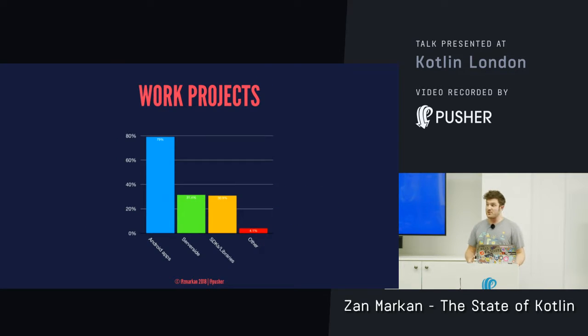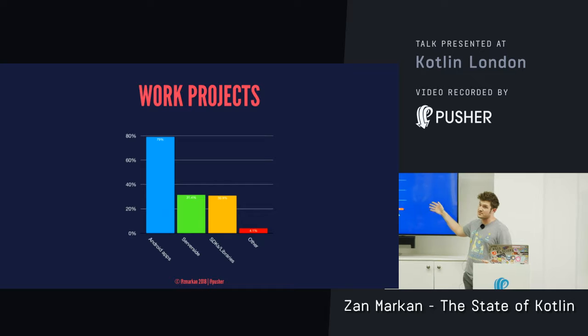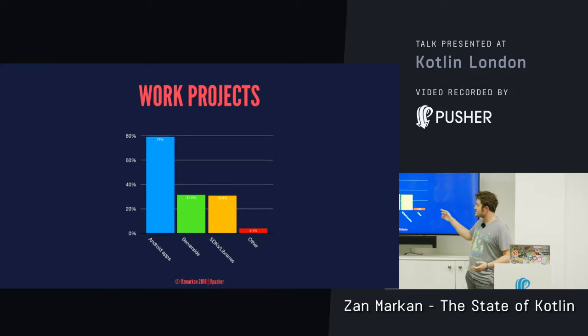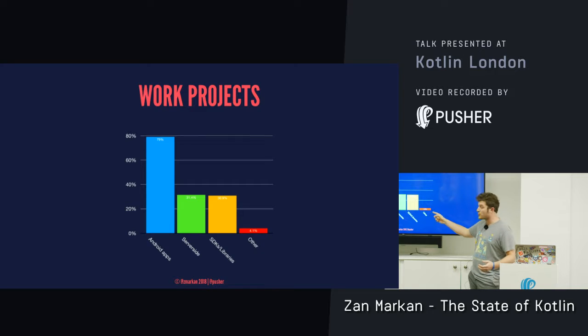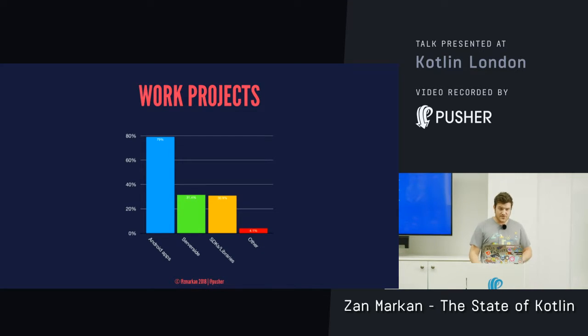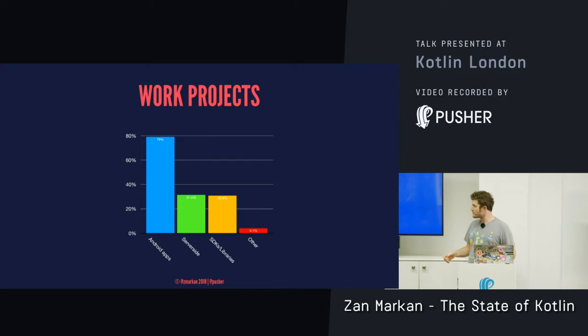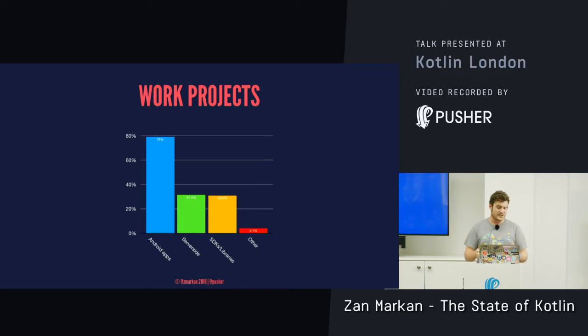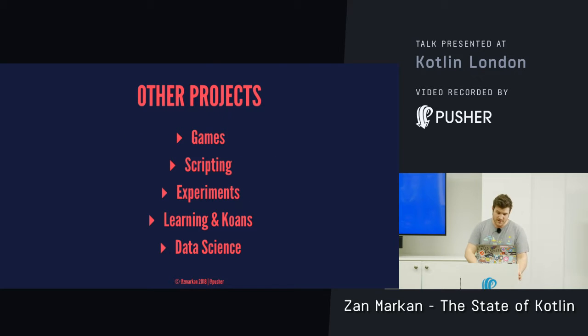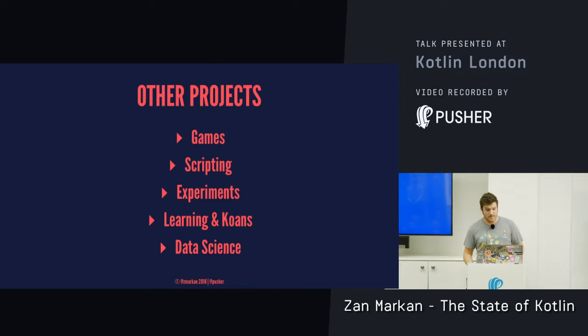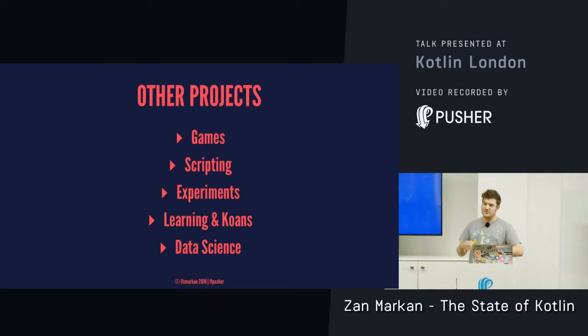Out of the work projects, and to be honest this graph is pretty much the same for side projects, 80% use it for Android development, and about 31% each use it for server-side or SDK development. There are a few others who use it for other types of things. Surprisingly, the side projects don't really differ. It's pretty much the same distribution here. Among other things, people use it for scripting, and obviously also experiments and just learning and playing around. I was also surprised to see data science there. Several people mentioned that they use Kotlin to do some data science-y things, which is pretty cool.